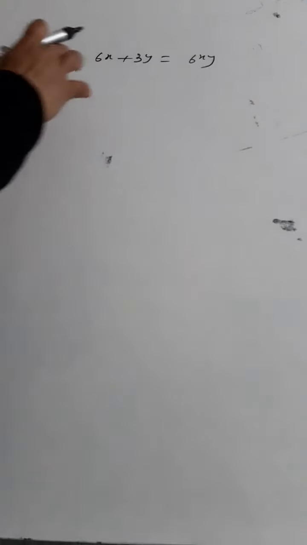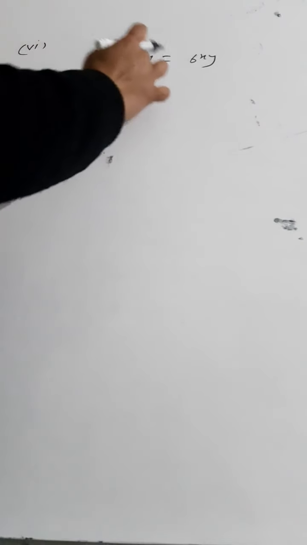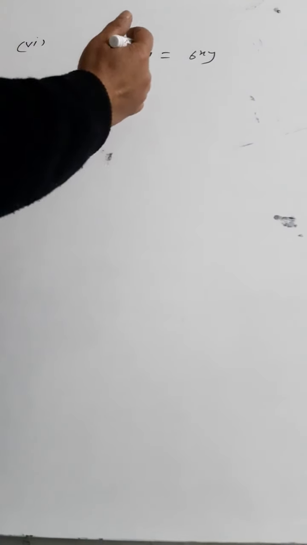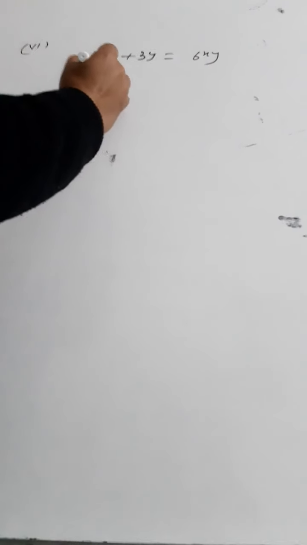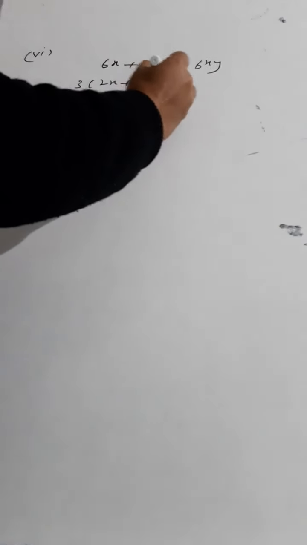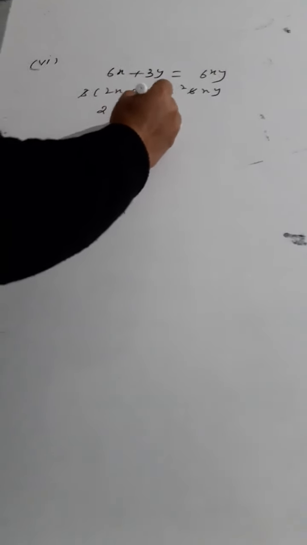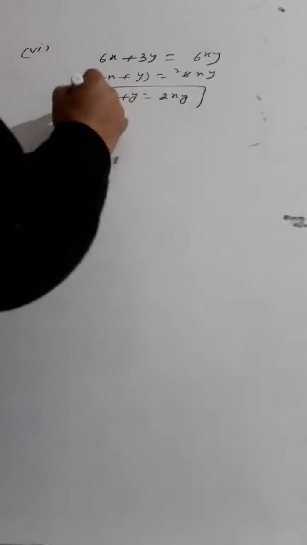So here, if you feel you need to take 3 common on this side, reduction is possible, so you can go for that. 3 into (2x plus y) is equal to 6xy, and then you can cancel it and get 2x plus y is equal to 2xy. So this is your equation number 1.